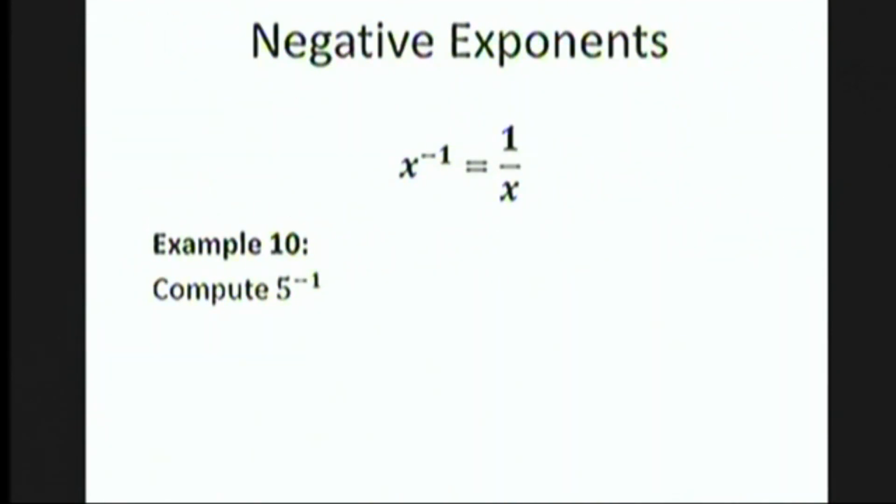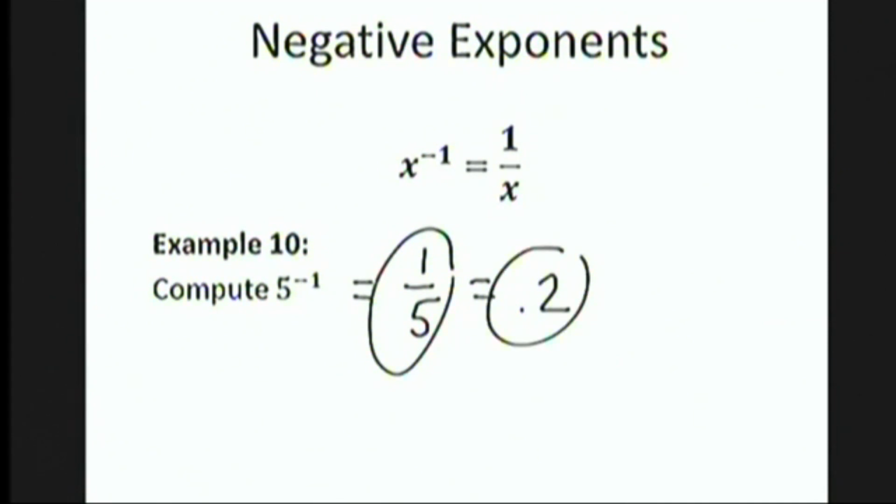Okay, let's move on to negative exponents. By definition, x to the power of minus 1 is the fraction 1 over x. For example, 5 to the minus 1 is equal to 1 over 5. If you want to write that as a decimal, you can just use your calculator, divide 1 by 5, and you'll get 0.2. Both of these answers are correct.